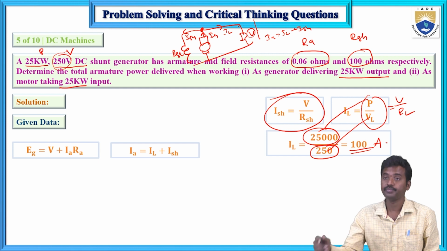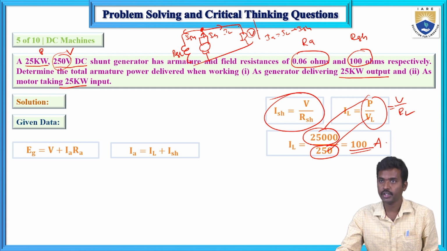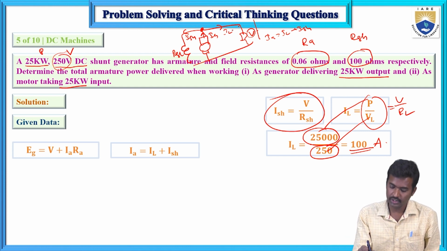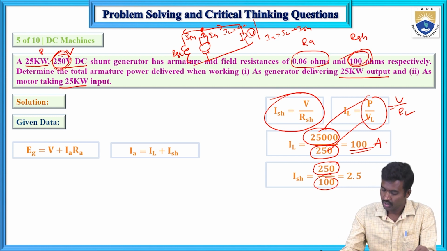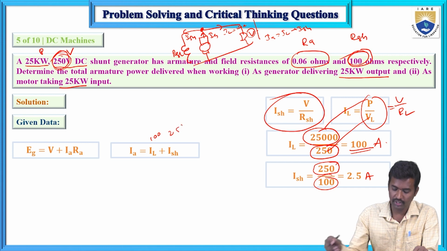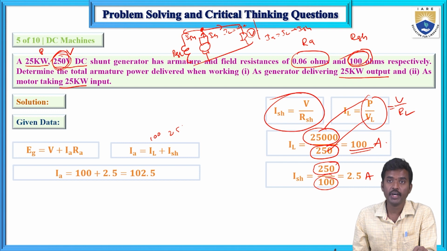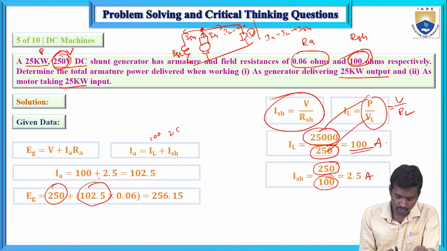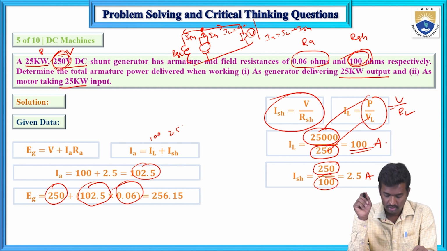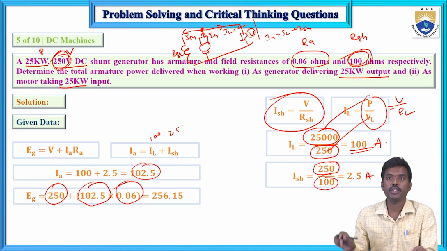And this is 100 amp. 25,000 divided by 250 is 100 amp, that is the load current. Next, the shunt current: the terminal voltage is 250 volts and RSH is 100, which gives 2.5 amp. Now here 100 plus 2.5 is 102.5, this is the armature current, and this is the armature resistance. The value for induced EMF is 256.15.